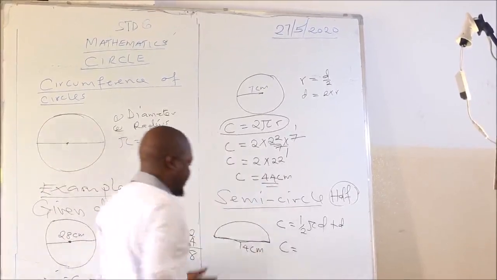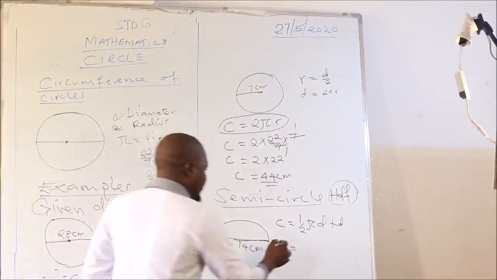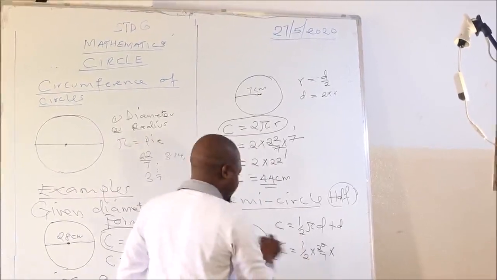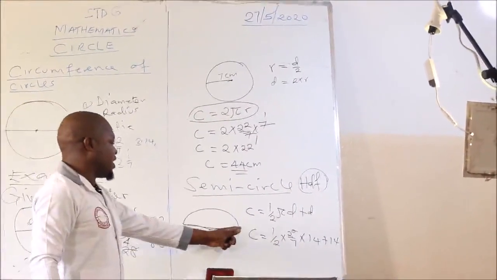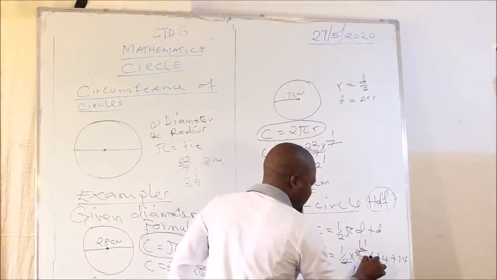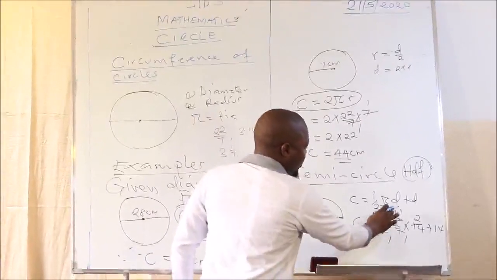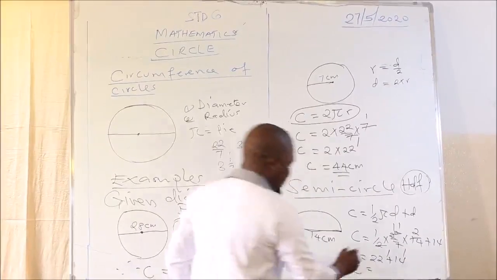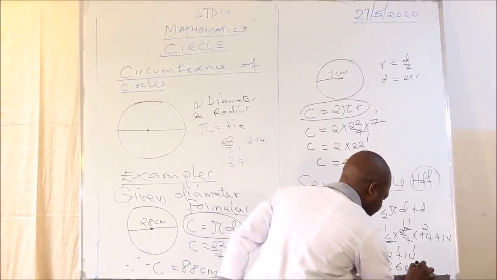Therefore, in our case here, the diameter of this semicircle is 14. Therefore, we are going to have 1/2 times 22 over 7 times d, which is 14, plus 14. When we add 14, we are also covering this distance here. So 2 here 1, 2 here 11, 7 here 1, 7 here 2. Now we multiply: circumference equals 11 times 2, we get 22, plus 14. Finally, circumference is equal to 36 centimeters.